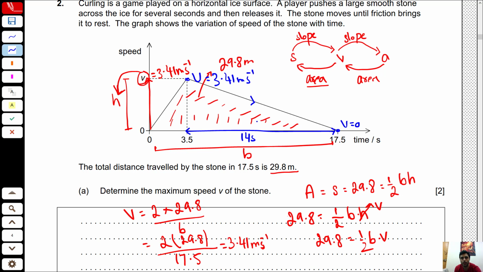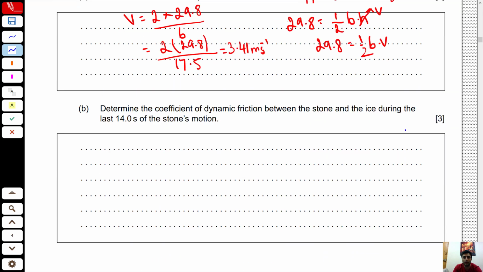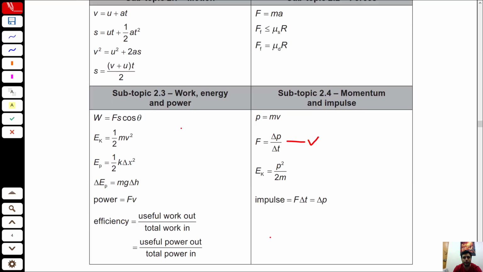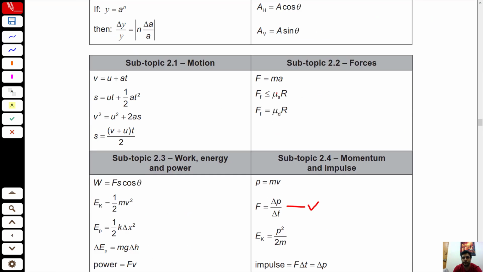So why is it decelerating? It's decelerating because there is a friction force acting in the opposite direction of the motion. So the friction is causing the deceleration. We need to find the coefficient of dynamic friction. So what is the equation for it? We go back to the data block. Mu s is the coefficient of static friction. S for static, D for dynamic. Dynamic means when the body is moving, and static means when the body is stationary. So we will use this equation. I will explain what each quantity means there.